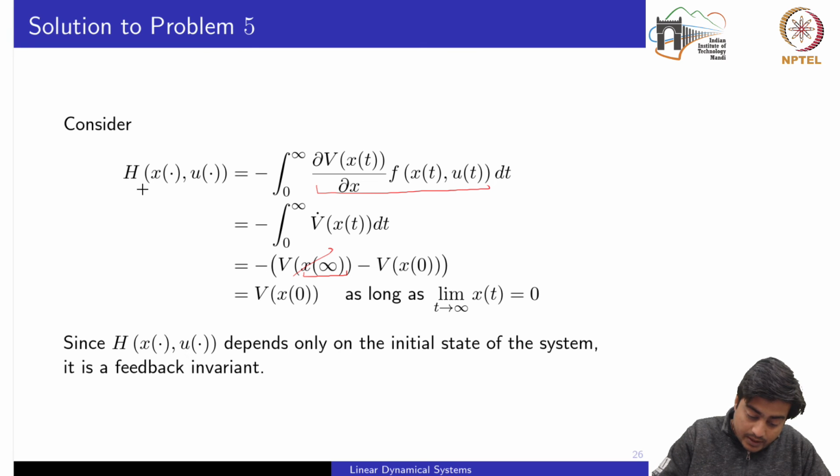So by computation we see that this functional h depends only on the initial condition. So this is a feedback invariant function, and it becomes a feedback invariant function only under this condition, otherwise it won't be possible. Okay, and if you recall, it is similar to the condition of asymptotic stability, right?